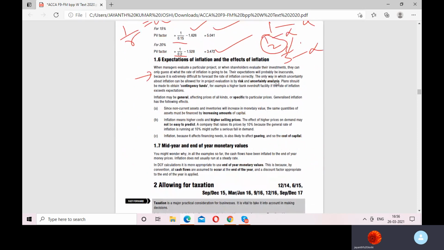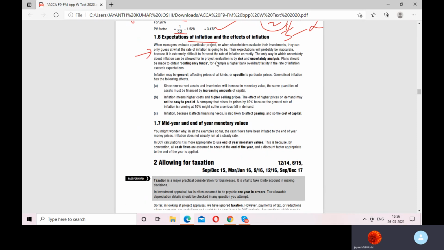See, inflation definitely is going to be expected, general prices will rise in the coming future. So if you go for long-term projects, it is always better to incorporate inflation into your cost of capital. That is better.